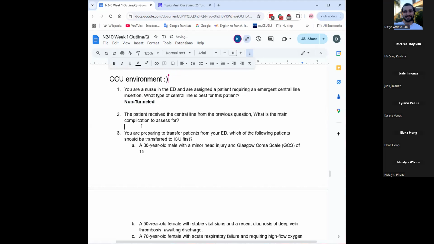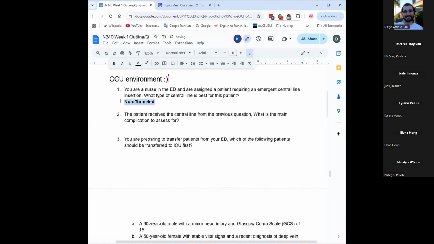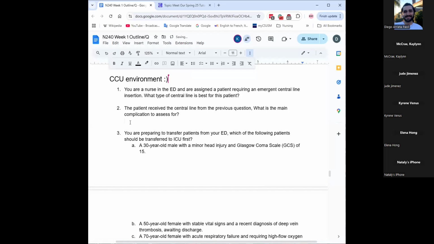The answers are also on the bottom. So number 2: the patient received that central line from the previous question, aka the non-tunneled. What is your main complication to assess for that specific central line? We just talked about it, so you should all be able to instantly know it. Pneumothorax. So how are you assessing for that?